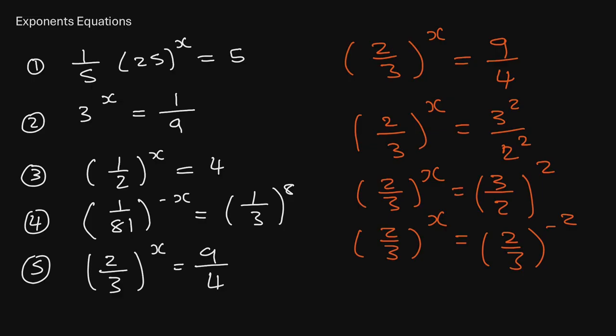Therefore we can see that we have the same bases. So we drop the bases and we equate the exponents. That's going to be x is equal to negative 2.